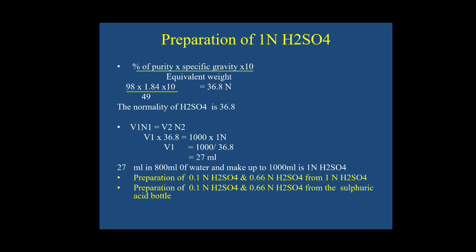Then for 1 normal sulfuric acid, again the same formula: percentage of purity into specific gravity into 10 divided by equivalent weight.